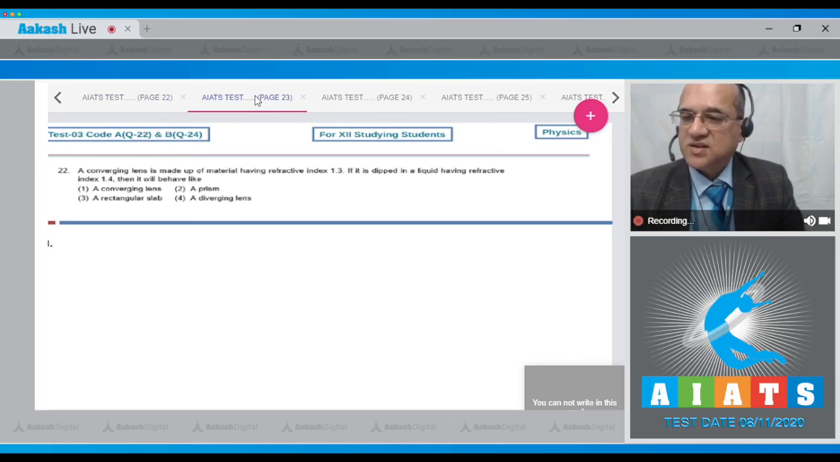Question number 22 says a converging lens is made up of material having a refractive index of 1.3. If it is dipped in a liquid having a refractive index of 1.4, then it will behave like. These are the 4 options.